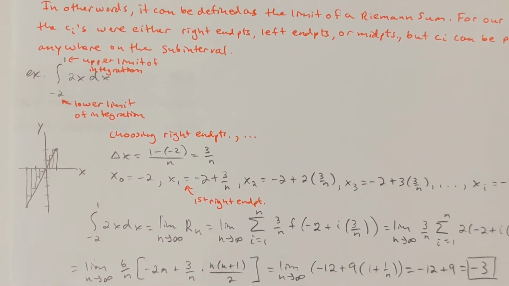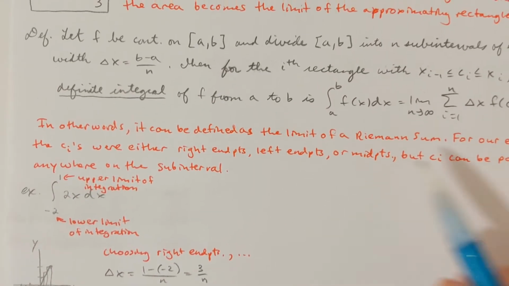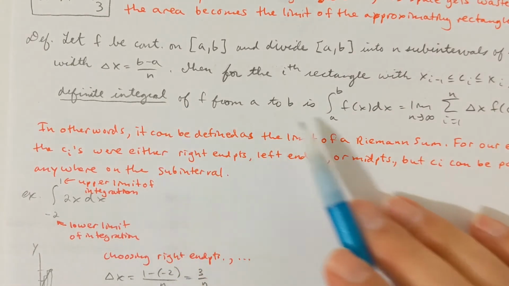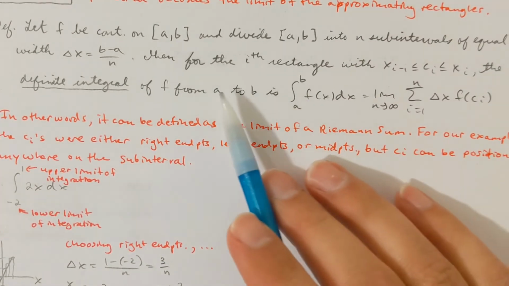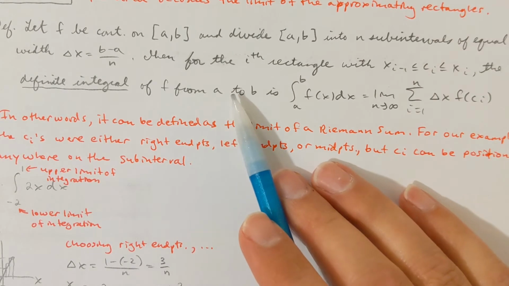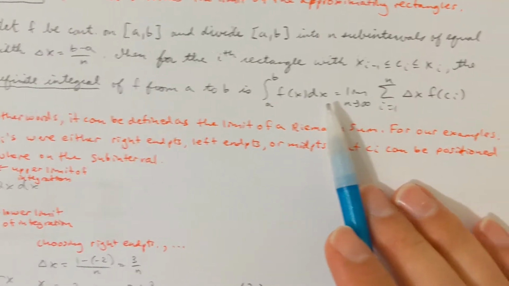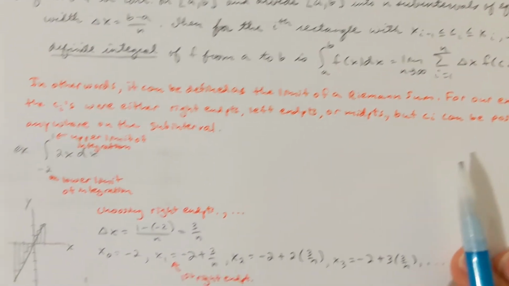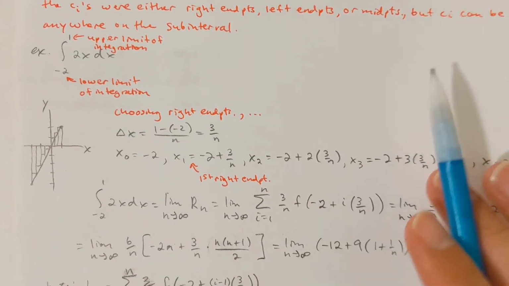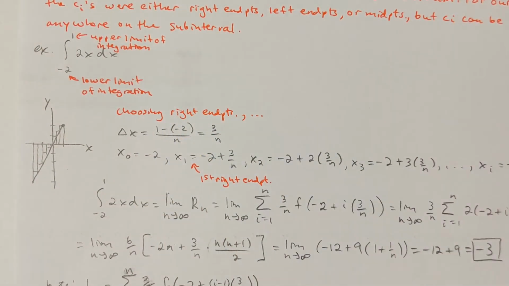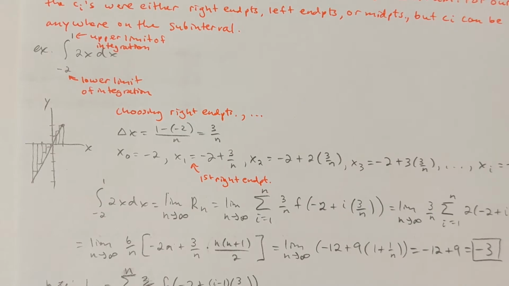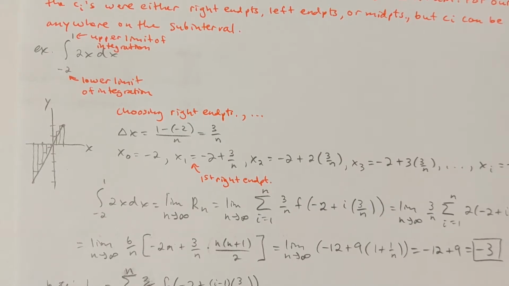Okay, in the last video we talked about the definite integral. The definite integral of a function from a to b is defined as the limit of a Riemann sum. Okay, and so I was going to show you some examples now of us computing definite integrals using the limit definition, the limit of a Riemann sum. Well, so here's an example.